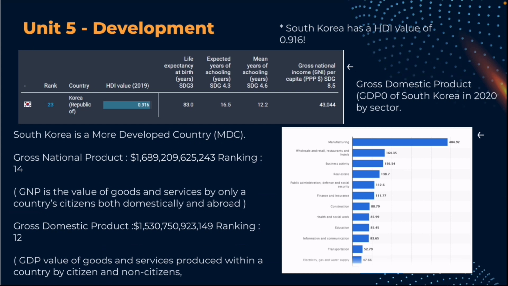We already established that South Korea was on stage 4 of the demographic transition model, making it an MDC, a more developed country. And MDCs usually have a high GDP, high HDI, and a high GNP, and South Korea is no different, and you can see the numbers and rankings on the screen. But looking more at the HDI value, it's very high, and you can see that the life expectancy is 83 and the mean years of schooling is 12.2, which is really good and shows that the standard of living is very high.